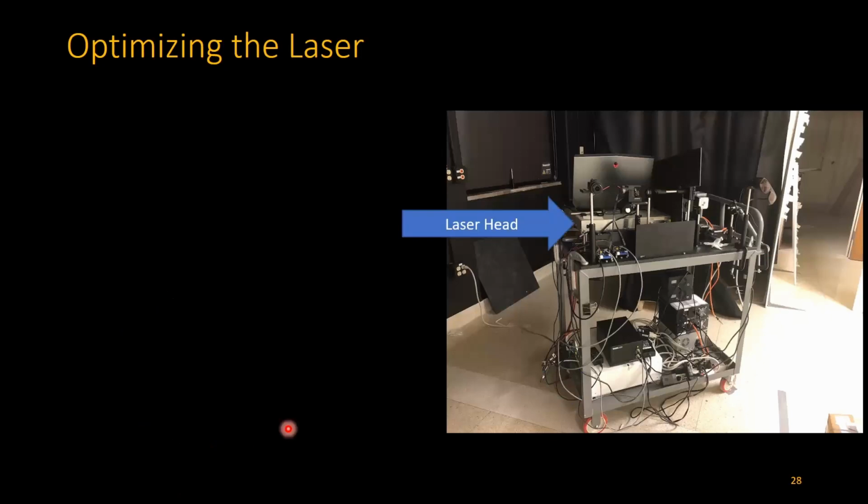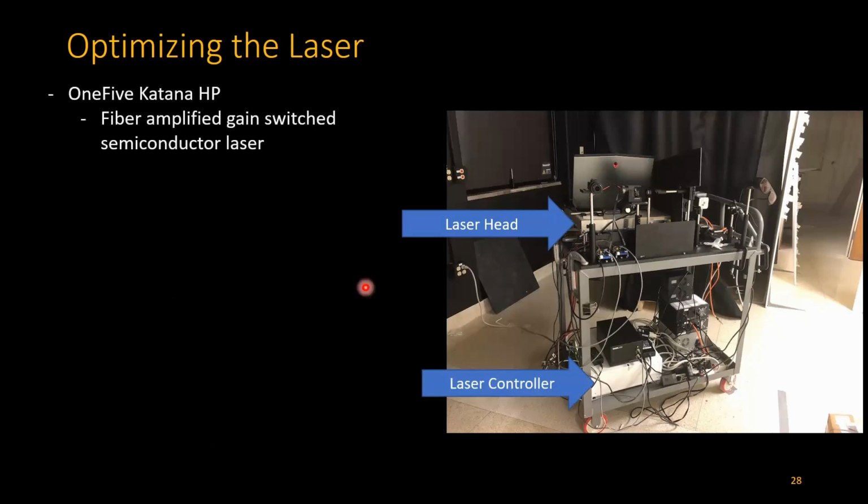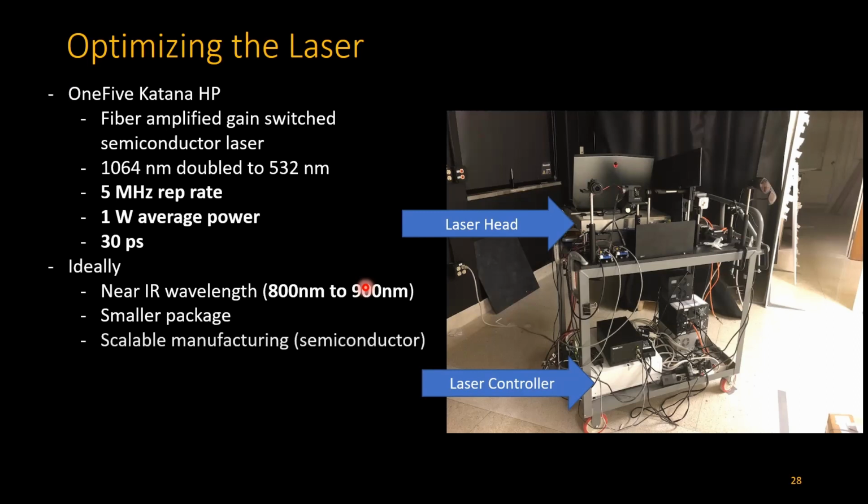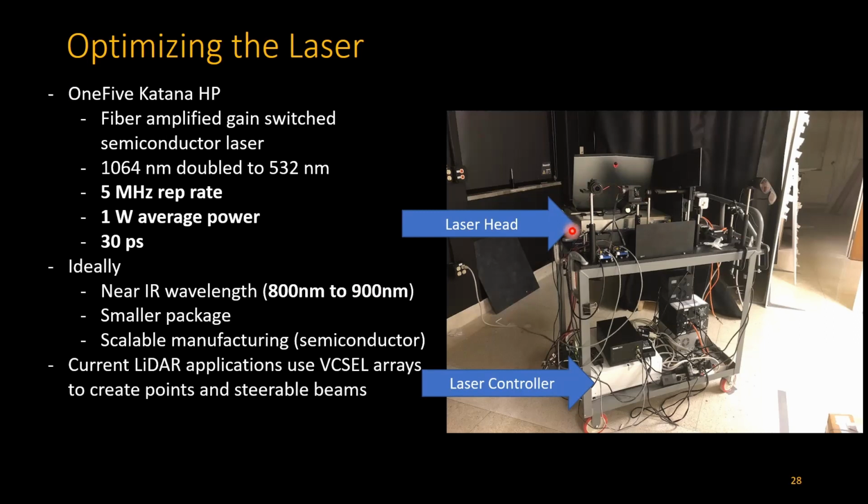But we still have the problem with the laser. In this case, this is our laser head that sends out our light pulses, and a laser controller. That's a 1.5 Katana HP fiber amplified gain switch semiconductor laser. It's green. Of course, we would like to be in the invisible at some point. 5 megahertz rep rate. It has 1 watt of average power at full power. It sends out 30 picosecond pulses. We would like better wavelengths, a smaller package, like some sort of semiconductor laser that can be manufactured easier, because this, if you buy it off the shelf, is about $80,000. So that still is not part of an iPhone.